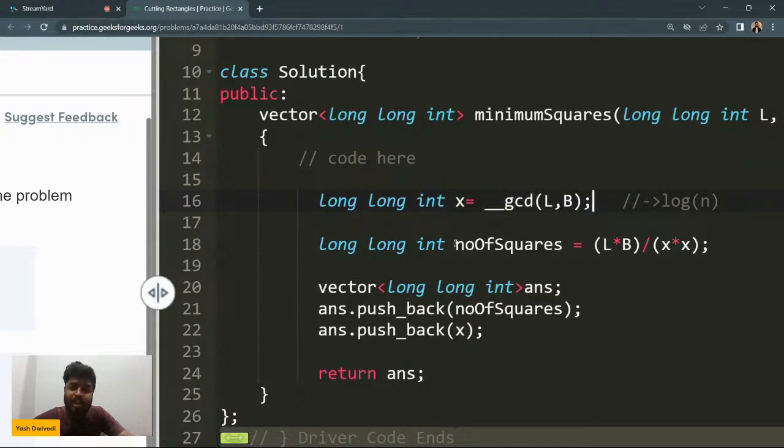So that is what I have done, and the number of squares will be what? The total area divided by the area taken by one square. That will be the total number of squares that I require. I will make a list, that is a long int array, and then I will push the number of squares, and after that I will push the x value. Is it clear to everyone, guys?